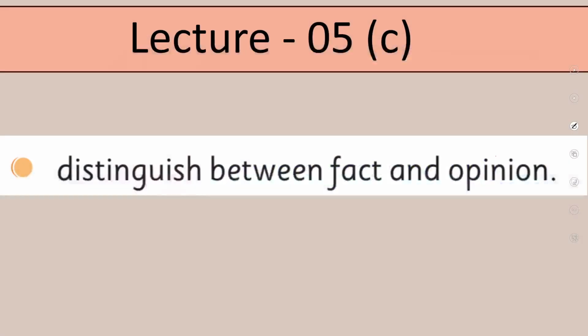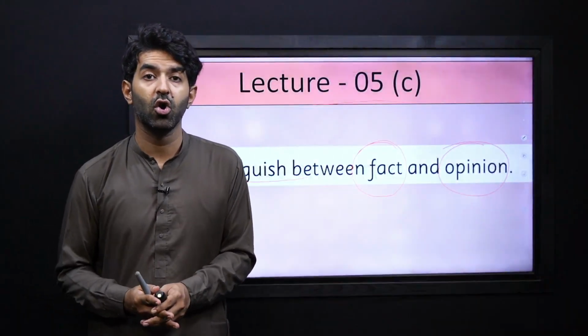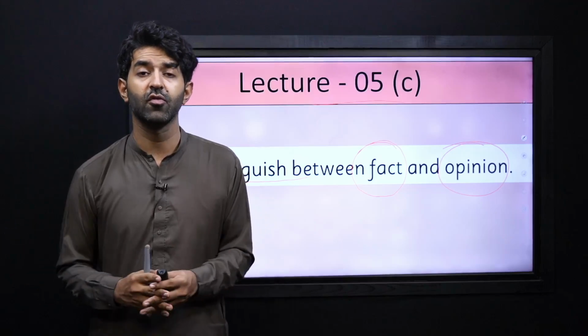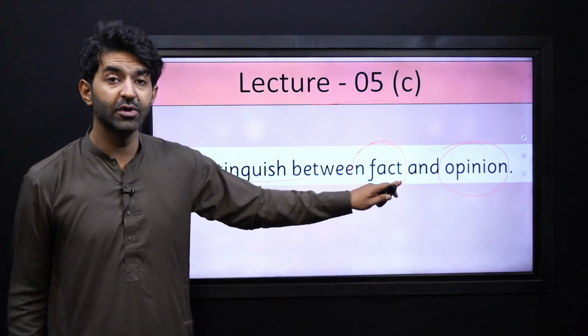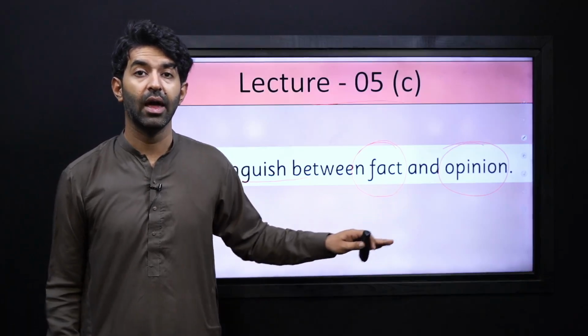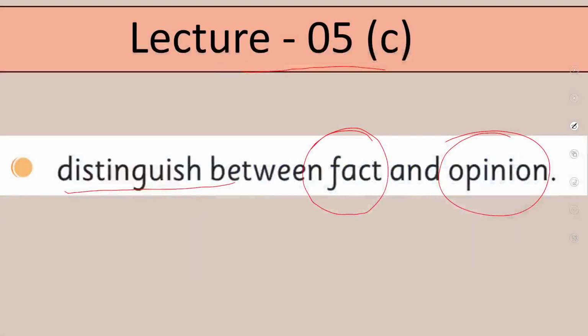Now in lecture 5C, we will be talking about distinguishing between fact and opinion. This is related to your reading. When we are reading, we come across different texts and different kinds of information. We will identify which one is a fact, which is true, and which one is an opinion. Now, let's talk about this lecture.